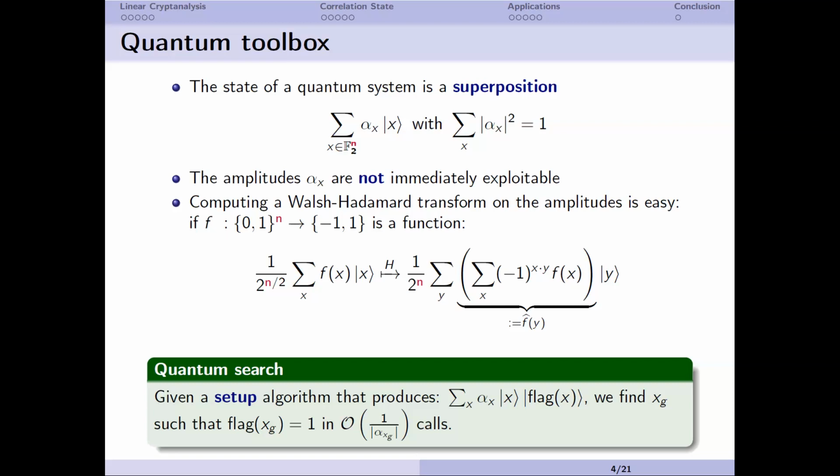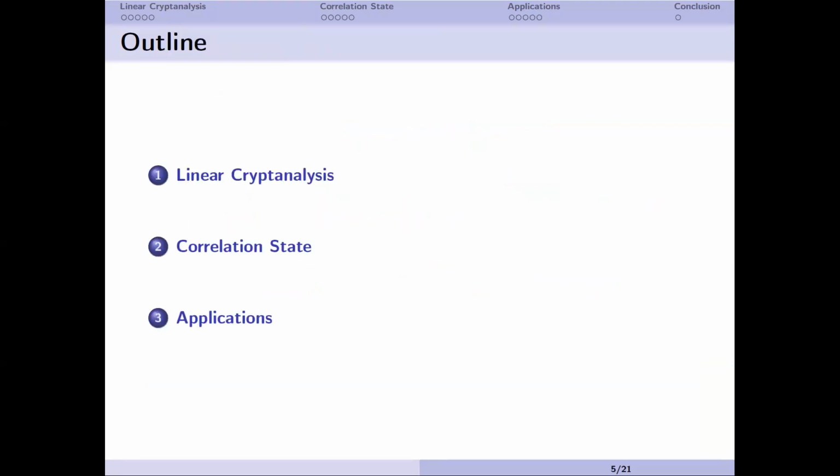And basically, the number of calls you need to make is 1 over the amplitude of the good element. This is why in Grover's algorithm, you have to do the square root of k over 2 iterations to find the right key k when you're looking for it. This is basically it. Okay, so this was actually the introduction. So now we're going to enter linear cryptanalysis, and after that, we're going to move on to the quantum physics.